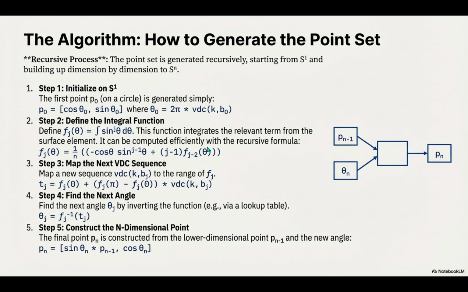What's the critical step inside that loop? The core of it is defining a special integral function, F_j, for each new angle you need to find. And here's the clever part. This function, F_j, is itself computed recursively. It depends on the function from the dimension before it. Wait a second. So F_j is defined to solve the geometry problem, but because of the recursion, it's not trying to solve the whole n-sphere problem at once.